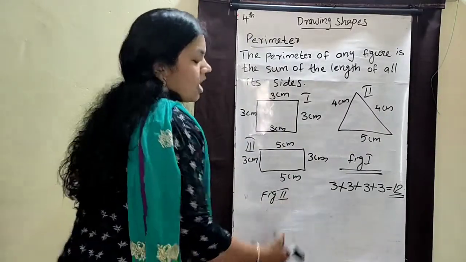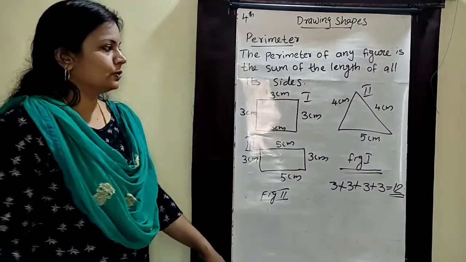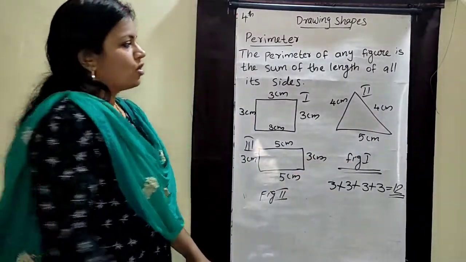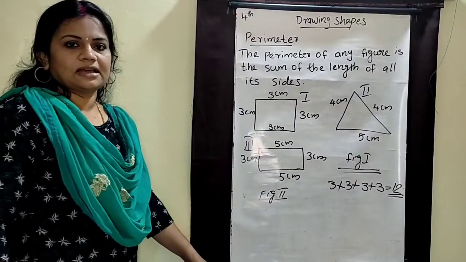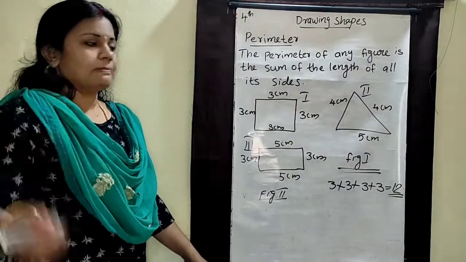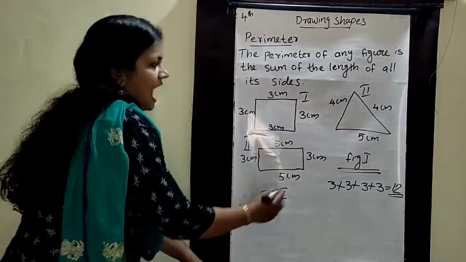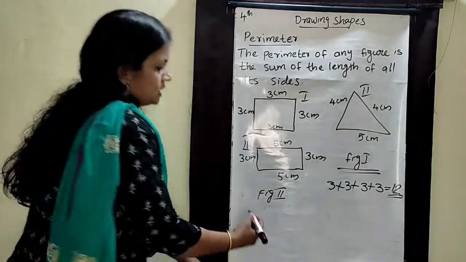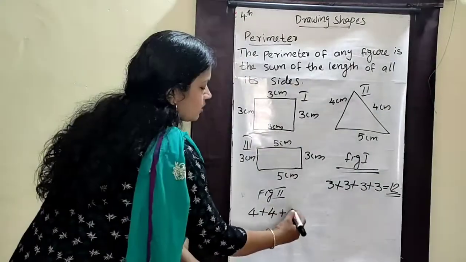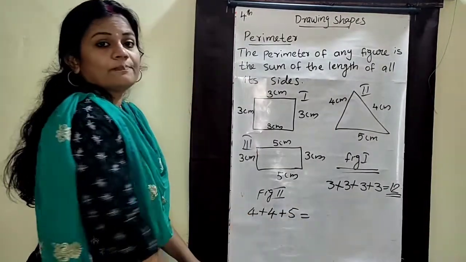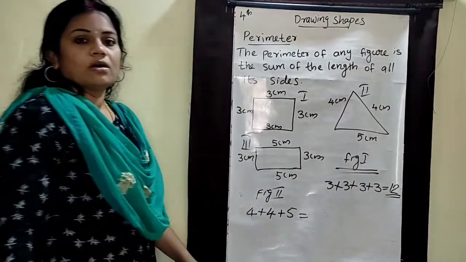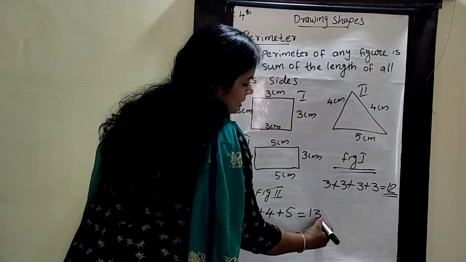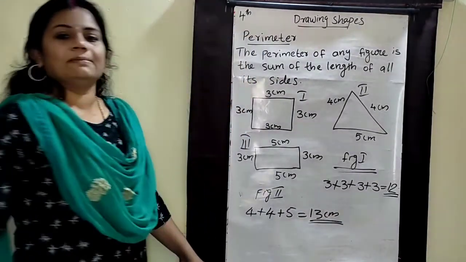Figure 2. How do we find the perimeter of figure 2? This is a triangle. These 2 sides are equal and the one side is different: 4 cm, 4 cm, 5 cm. We add these 3 given sides. Understood? So 4 plus 4 plus 5. 4 plus 4 is 8. 8 plus 5 is 13. So the answer is 13 cm.